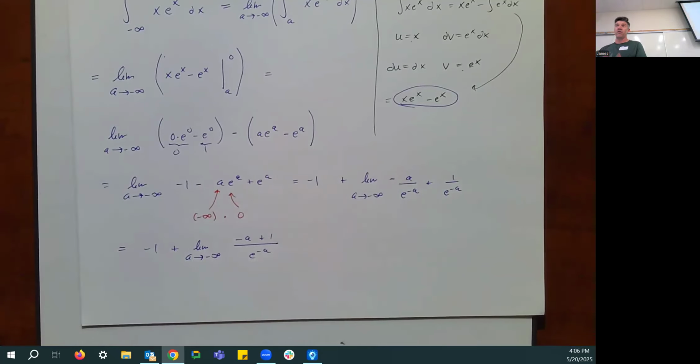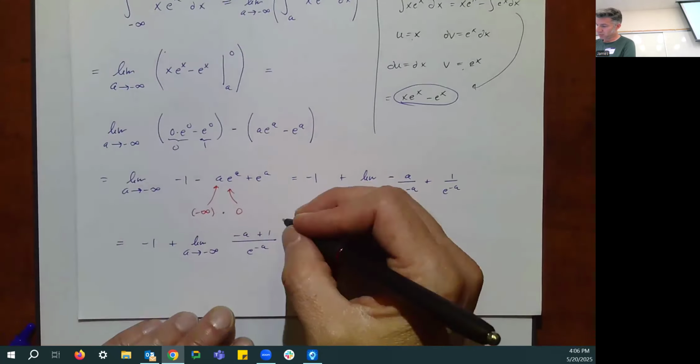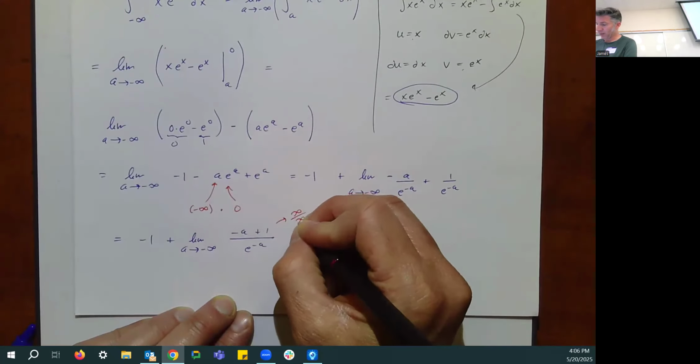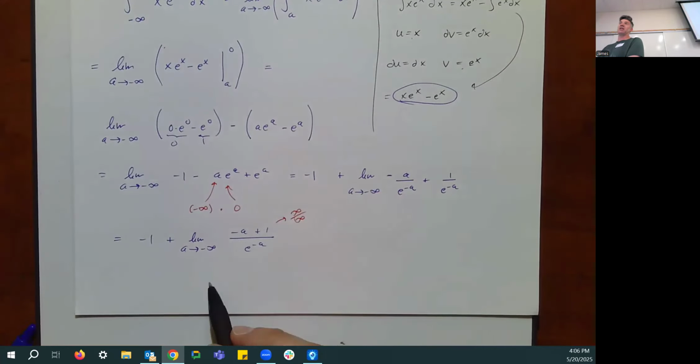This is an infinity over infinity type. The top is going to infinity plus 1. The bottom is going to e to the infinity.